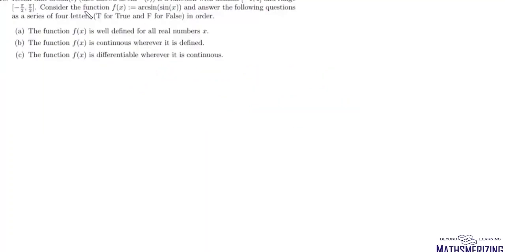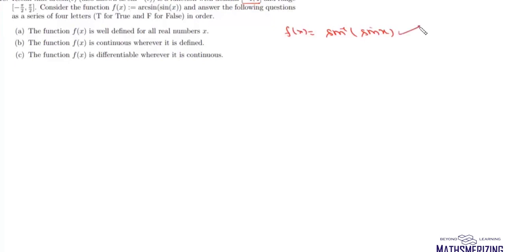Now question number 10, it says, recall that sin inverse t, which is arc sin t, is a function with domain -1 to +1 and range -pi by 2 to +pi by 2. Now it says, consider the function f(x), which is sin inverse of sin x, and then we'll need to find whether these three statements are true or false.